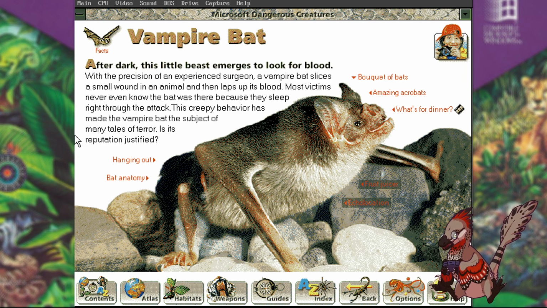I'm going to look this up real quick. Dangerous Creatures. I believe it's 1991 that this was released. 1994, a little bit longer. It was released for Windows 3.1, which is what we're running here.